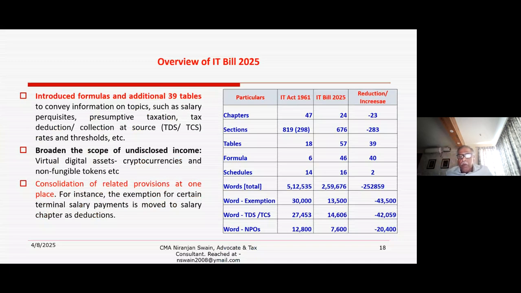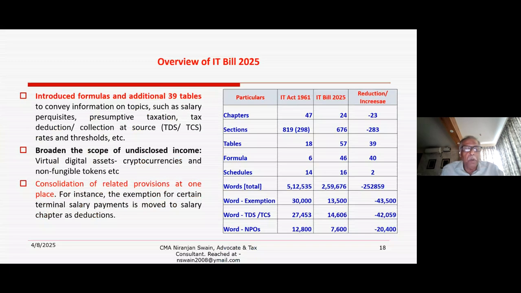Word reduction: again, I'm telling, the major words they reduced were in a few sections. In the TDS and TCS sections, they reduced around 42,000 words. In the exemption section they reduced 43,500 words. And for NPOs, non-profit organizations, restructuring of the sections has been made, whereby there is a reduction of 20,400 words. So that's why the provisions and wordings have been reduced.